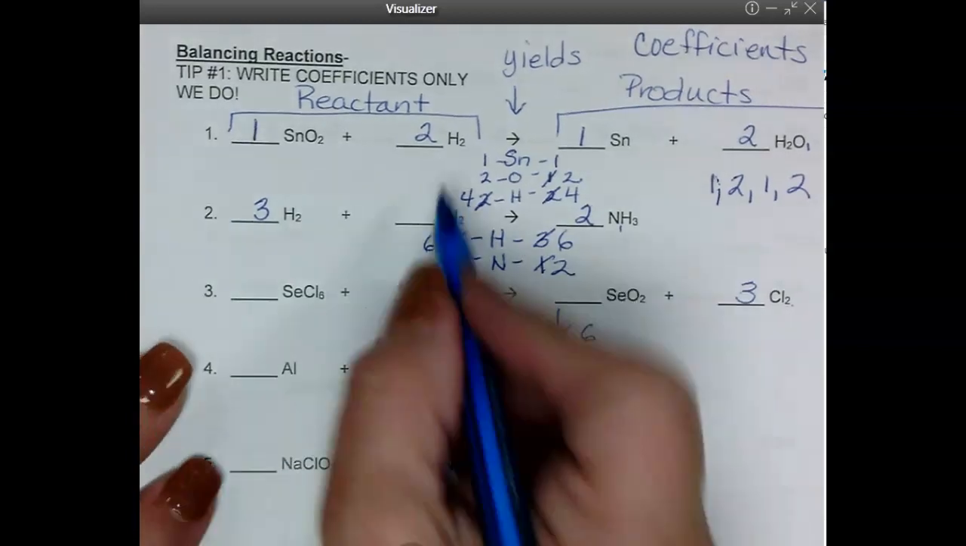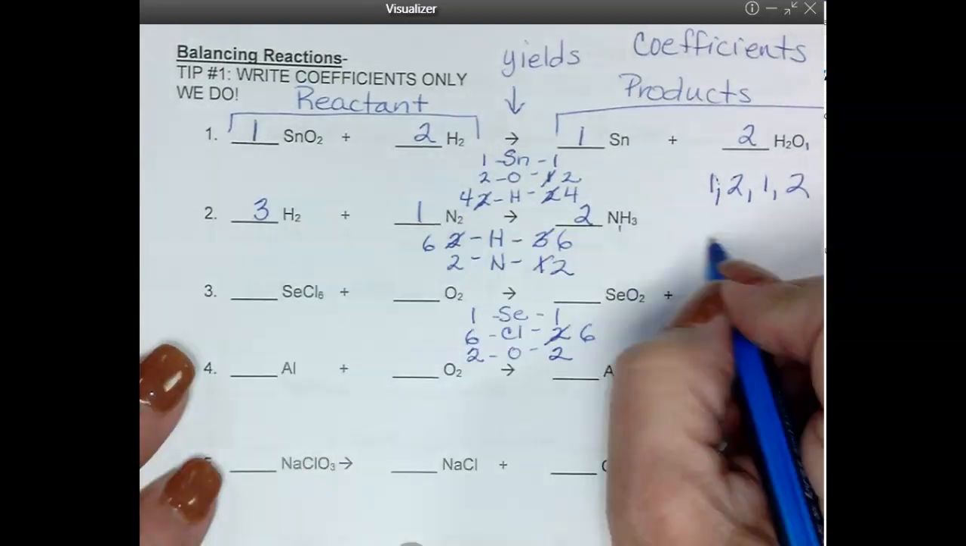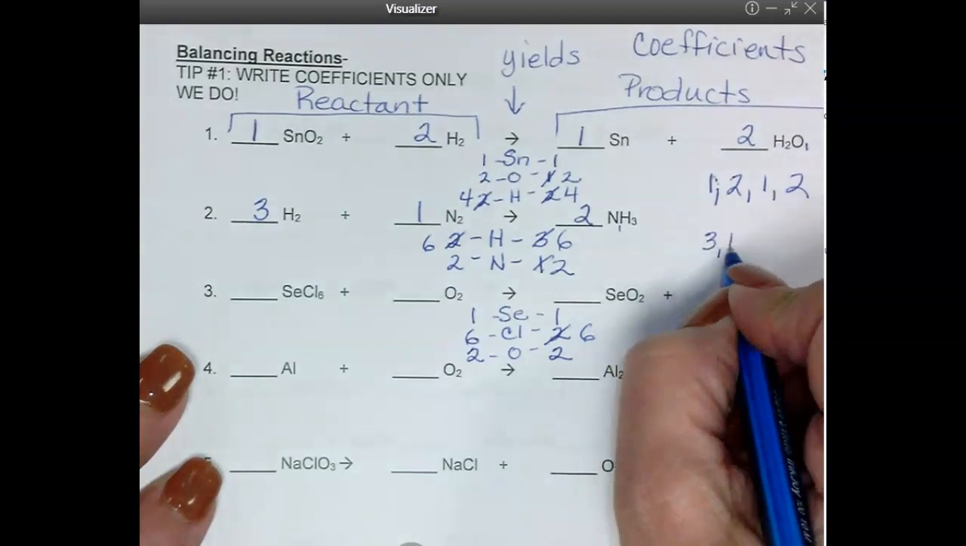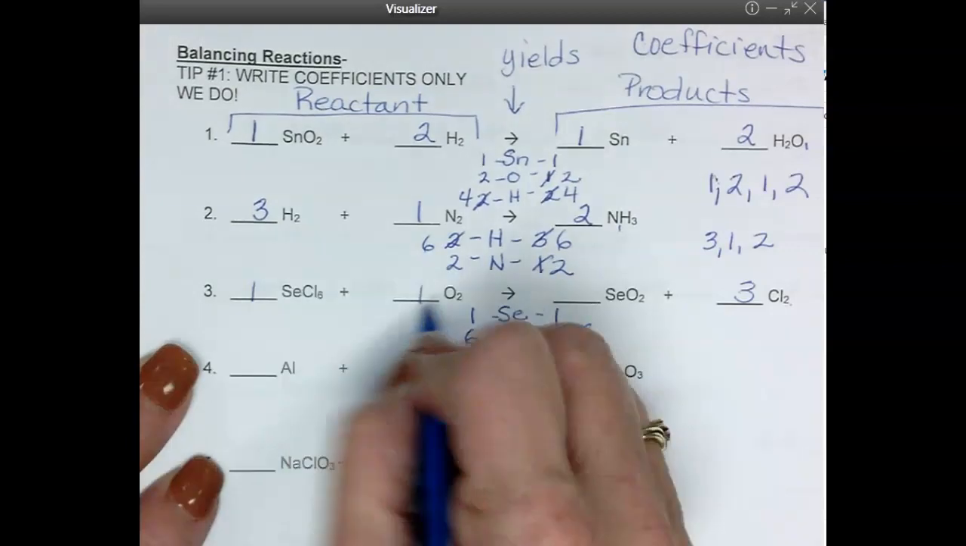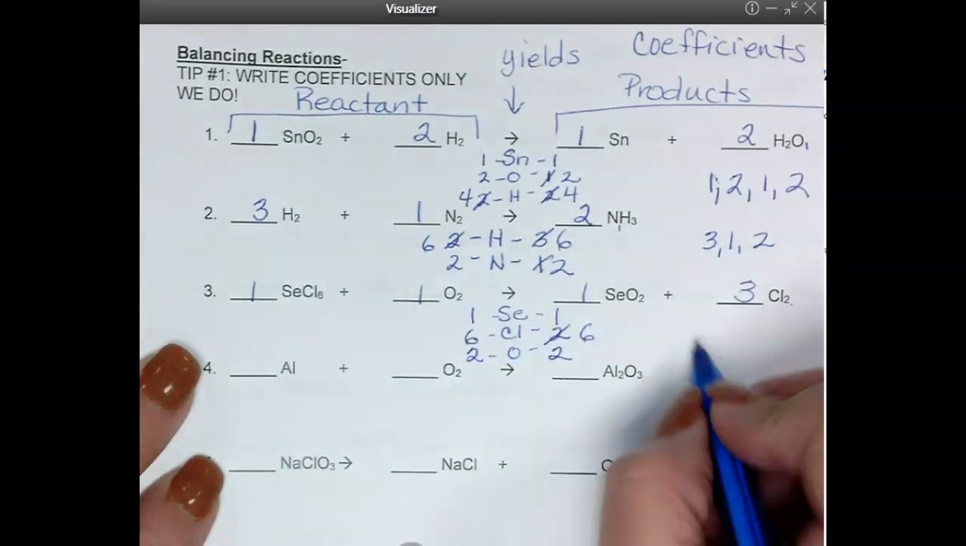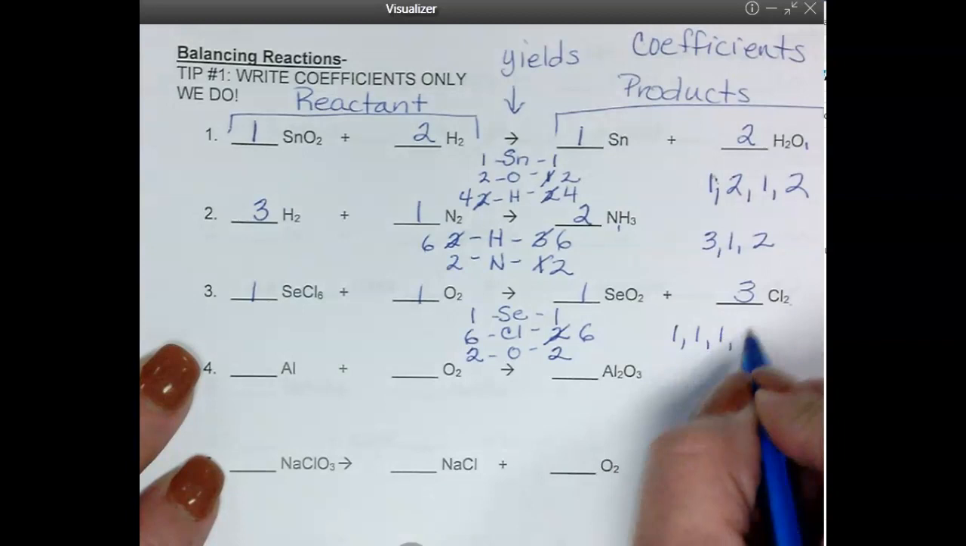I'm going to back up just for a second. I'm going to put a 1 there and just remind you that would be written 3, 1, 2. This one, all I needed was a 3 there. So these are all 1s. 1, 1, 1, 3.